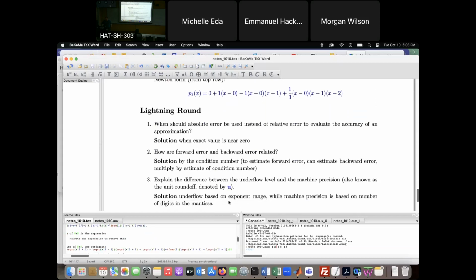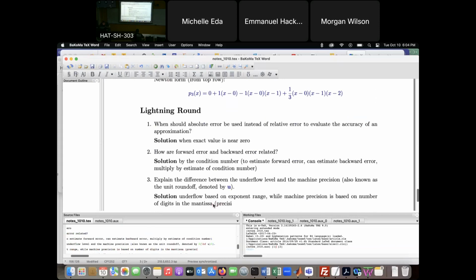This one question, I think most people got: underflow versus roundoff or machine precision. Underflow is based on the exponent range, while machine precision is based on your precision, the number of digits that you have in the mantissa.